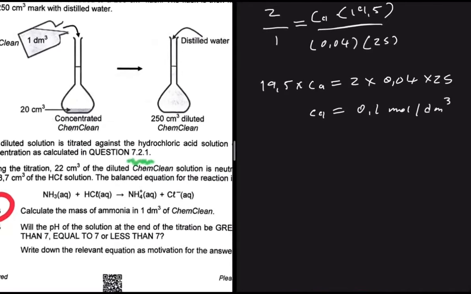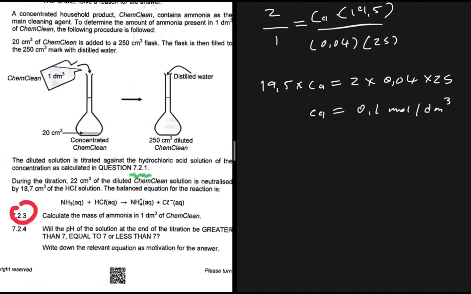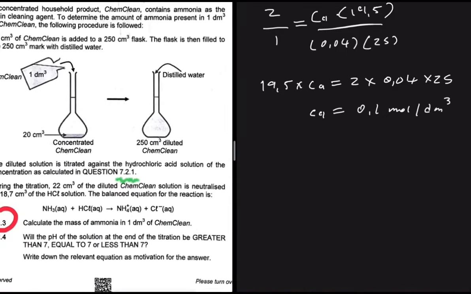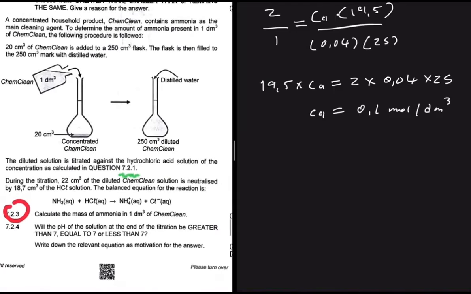Now let's go back to 7.2.3. Right, so in 7.2.3, like we have deduced, we need to calculate the mass of ammonia in 1 decimeter cube of ChemClean. So let's go ahead and jot down the information we have so that we can use that information to see the formula we're supposed to use. So during the titration, 22 centimeter cube of the diluted ChemClean.